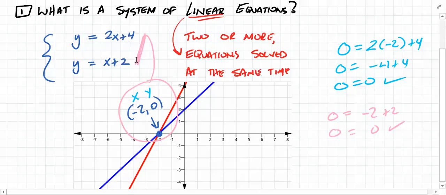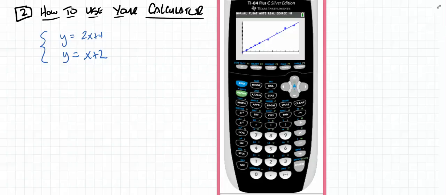So the solution is always... Okay, ladies and gentlemen, your calculator is a great tool for solving systems using graphing. Let me show you how it works.